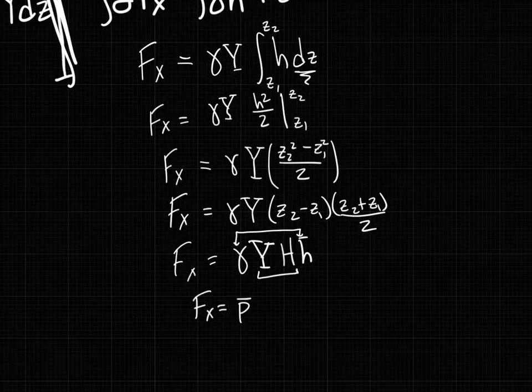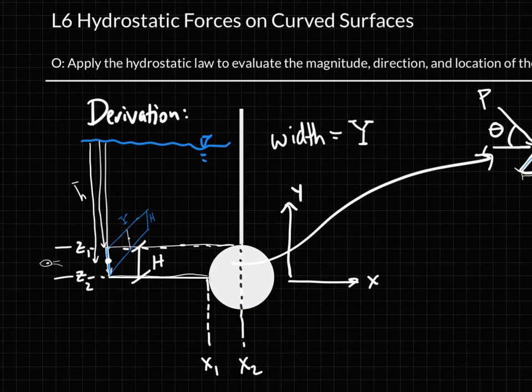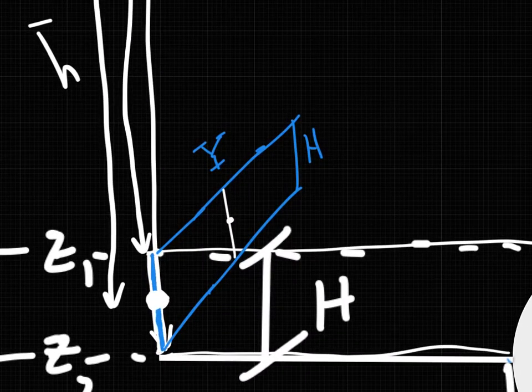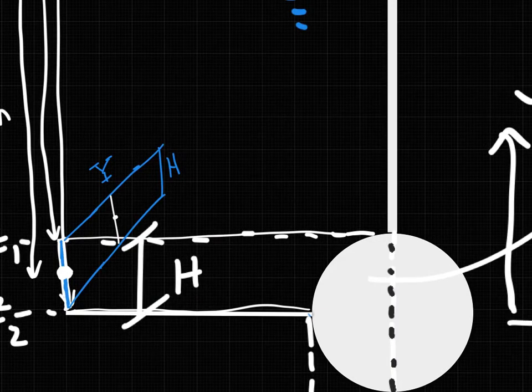Sweet. And then what's y times h? Let's go back over here to this fancy business. What's y times h? Well, we've got this blue shape I drew. It's the area of that projected rectangle. Okay? Well, that's cool.